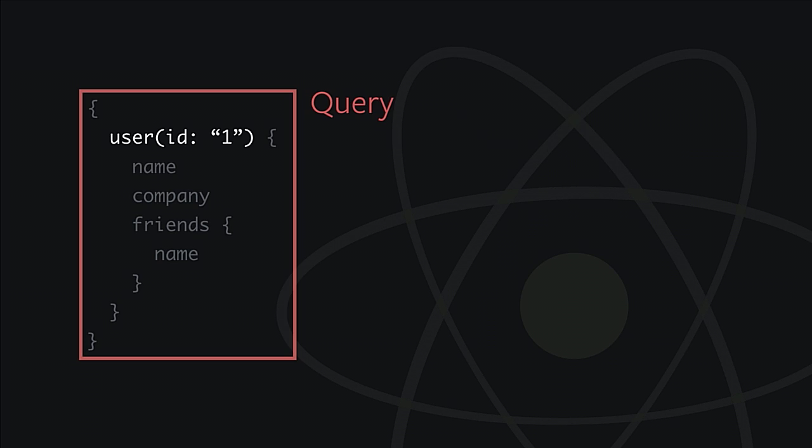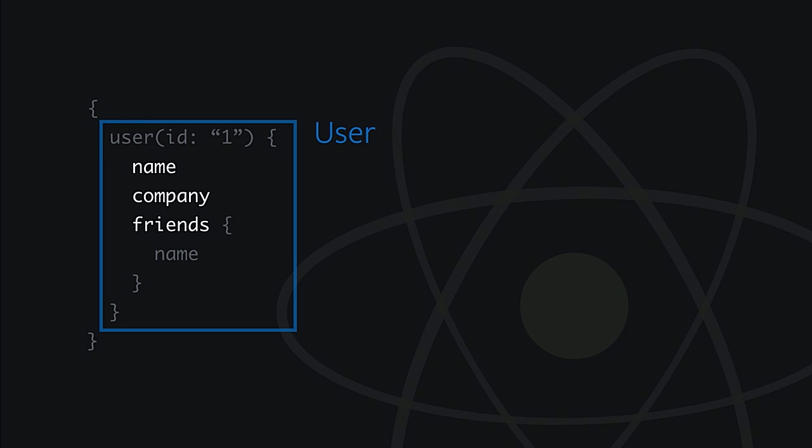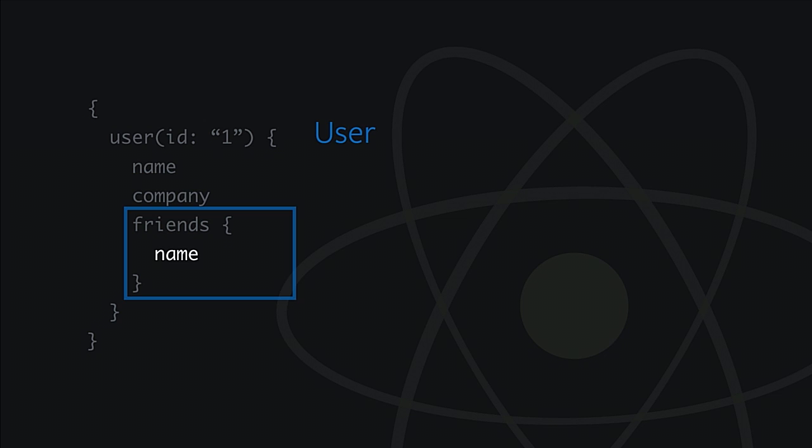So we have the query type, which is the root object that we are querying. This query type has a user field on it. The user field accepts an ID as an argument, which is a string, and returns a user type. The user type has, again, name, company, and friends on it. And friends is just returning an array, a list of users.